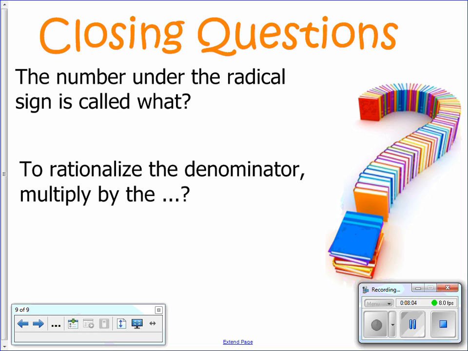So the number under the radical sign is called a radicand. And to rationalize the denominator, multiply by your least common denominator or your radical.